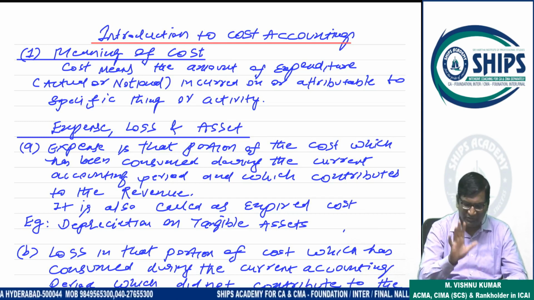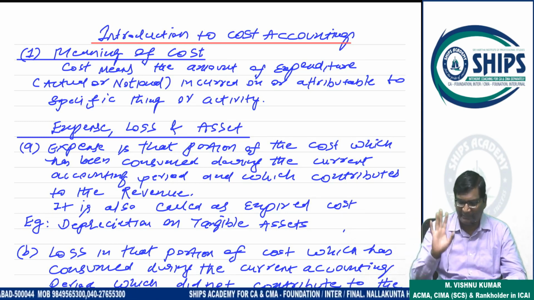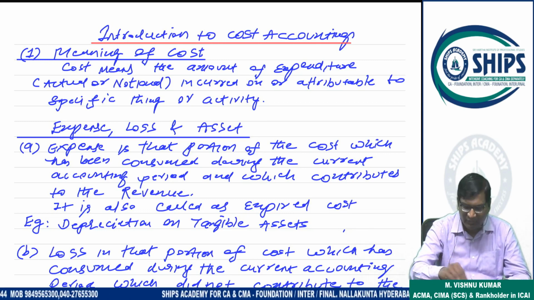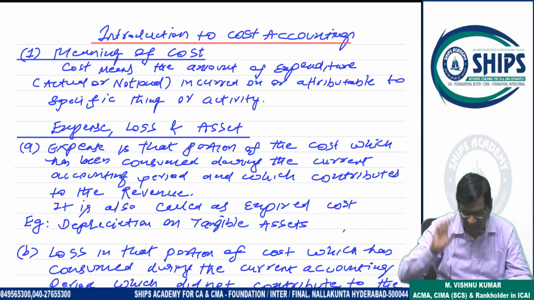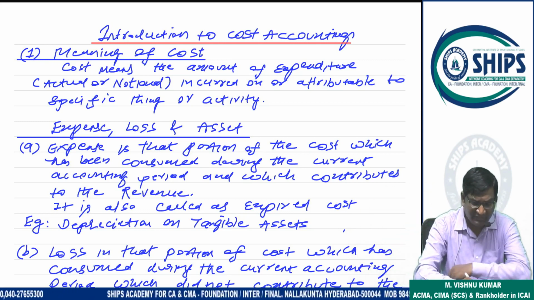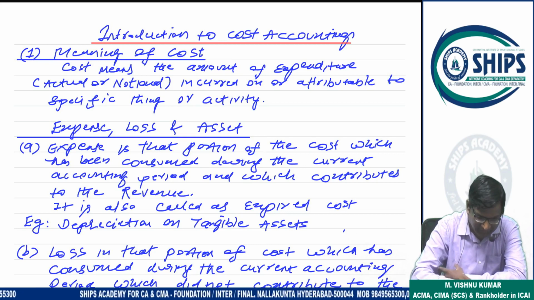So whenever notional cost comes in, it means expenditure has not actually been incurred. Examples, everything we'll discuss at a later stage. So this is the CMA official terminology explanation.